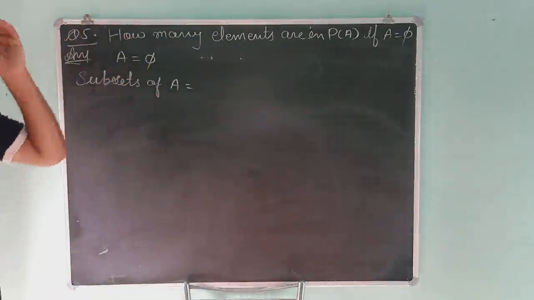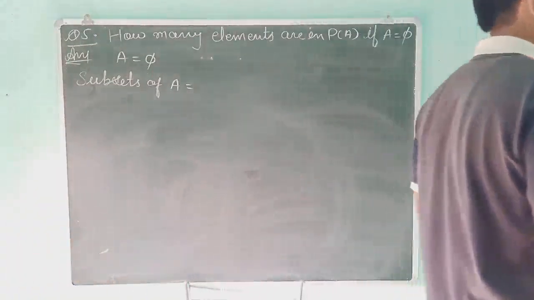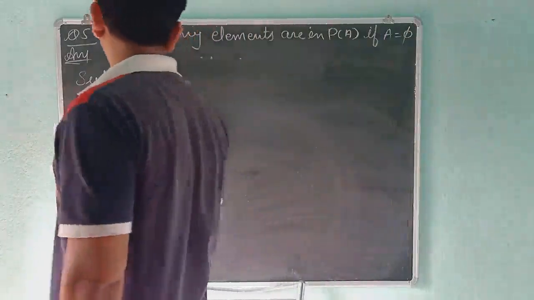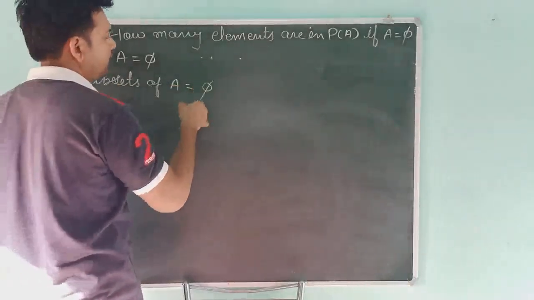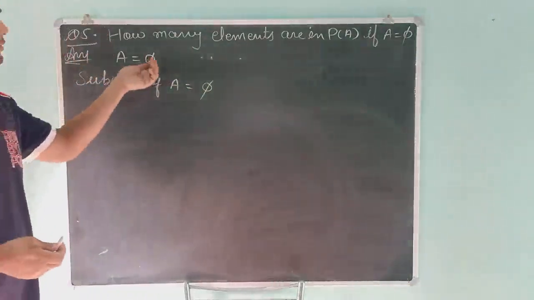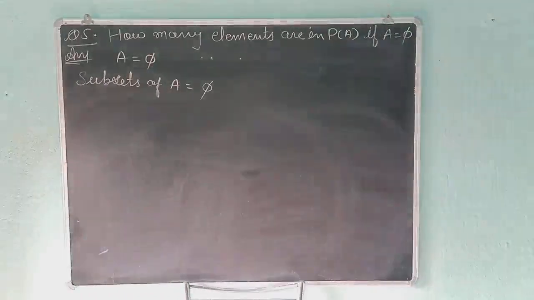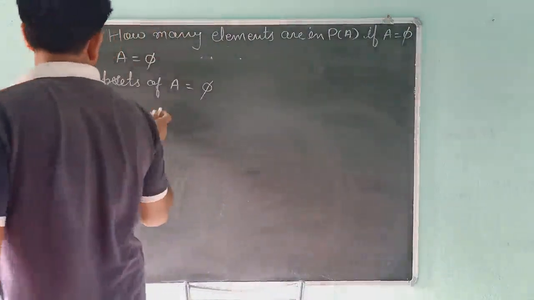A is equal to phi. Phi means empty set. Empty set means there are no elements. So students, I can write the subset of A is phi only, because there is not any element. But phi is a subset of all sets. So the subset of this set will be phi. Okay, now make the power set of A.